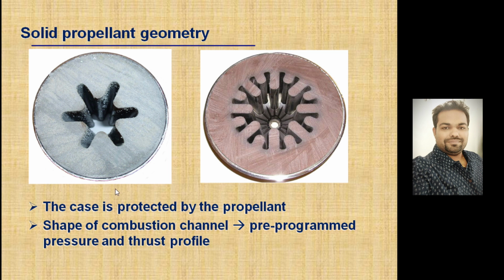So the shape of the combustion channel particularly determines the pre-programmed pressure and thrust profile. Based on the output, we can decide the geometry of solid propellants to be filled in that casing. So this kind of perforation will be there, and this hole that you are seeing here, from this end your combustion will start. So combustion will go this side and that side towards the outer casing.